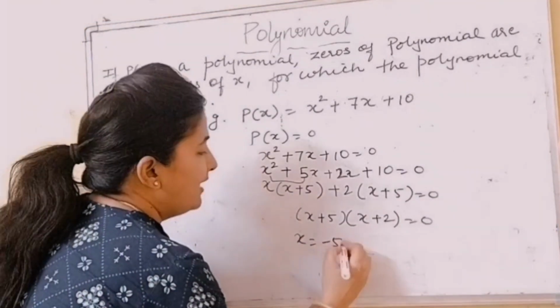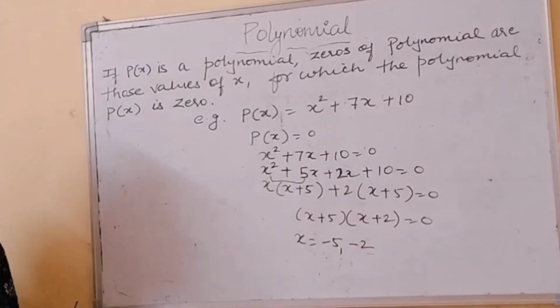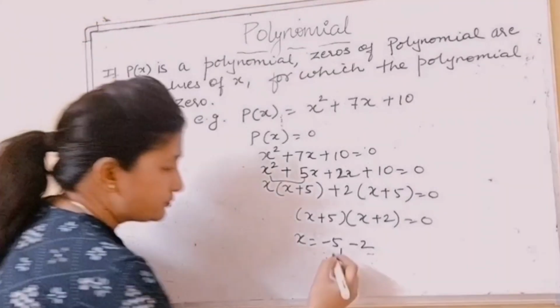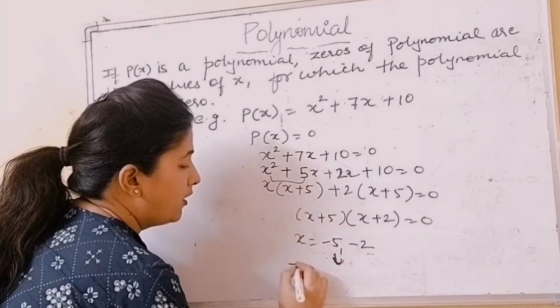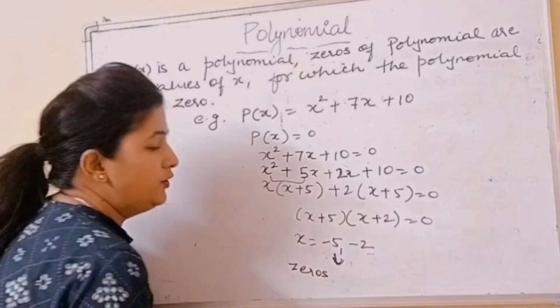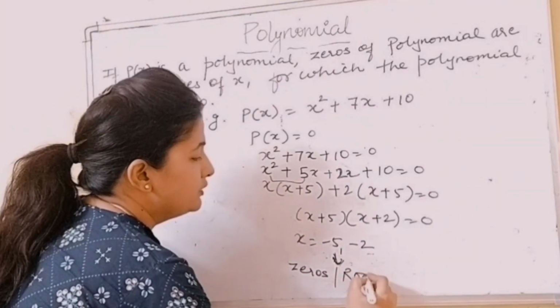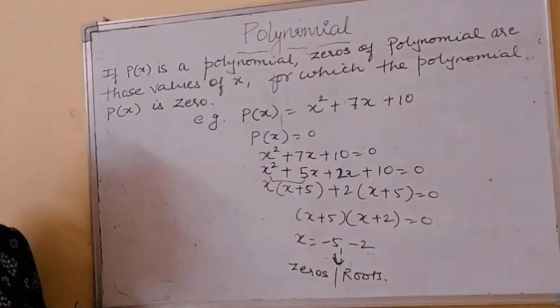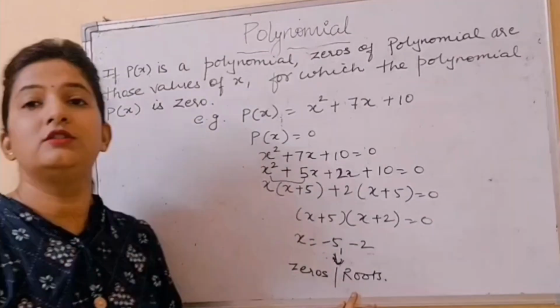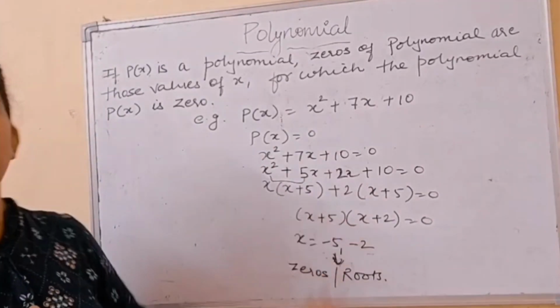So we get the two values of x. It is x equals minus 5 and minus 2. These two values of x are called the zeros of the polynomial, and we can also call them the roots of the polynomial. So in this way we can find the zeros or the roots of any given polynomial.